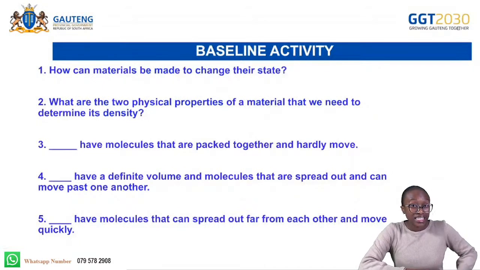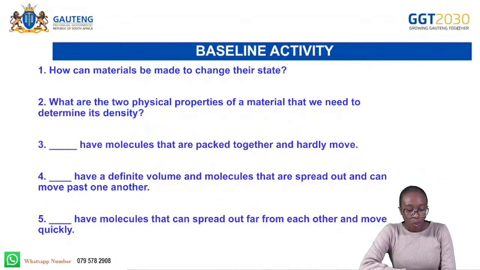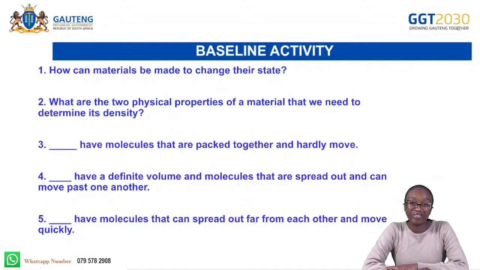All right, let's read the first question. Number 1. How can materials be made to change their state? Number 2. What are the 2 physical properties of a material that we need to determine density? Number 3. Blank have molecules that are packed together and hardly move. Blank have a definite volume and molecules that are spread out and can move past one another. Blank have molecules that can spread out far from each other and move quickly. Take 5 minutes to do this activity, and then after 5 minutes, we will do the solutions together. See you after 5 minutes.